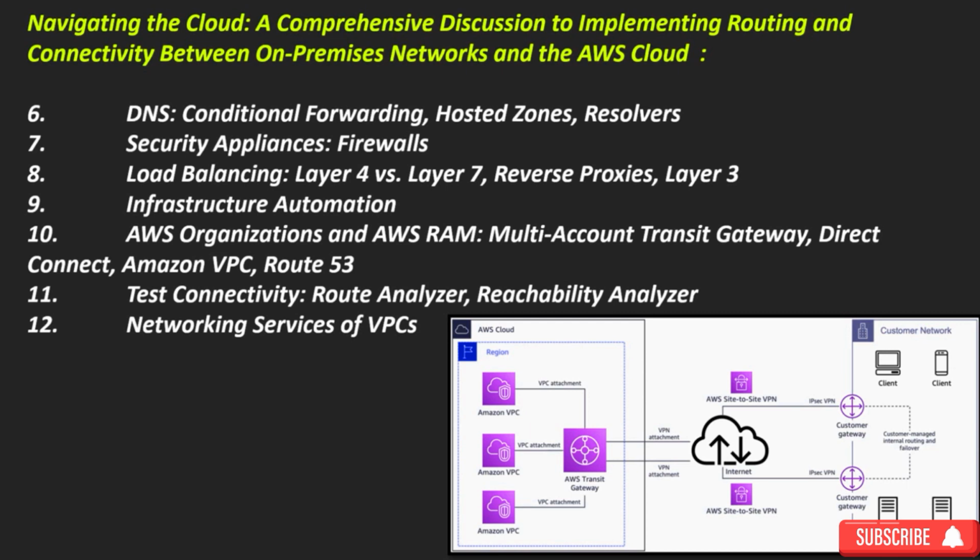So the conclusion, we can say successful bridging of on-premises networks with the AWS cloud demands a holistic understanding of routing, connectivity, and the various AWS services available. By mastering the intricacies of routing protocols, VPNs, hardware choices, and other critical elements, businesses can ensure a smooth and secure transition to the cloud, unlocking the full potential of AWS services for their operations too.